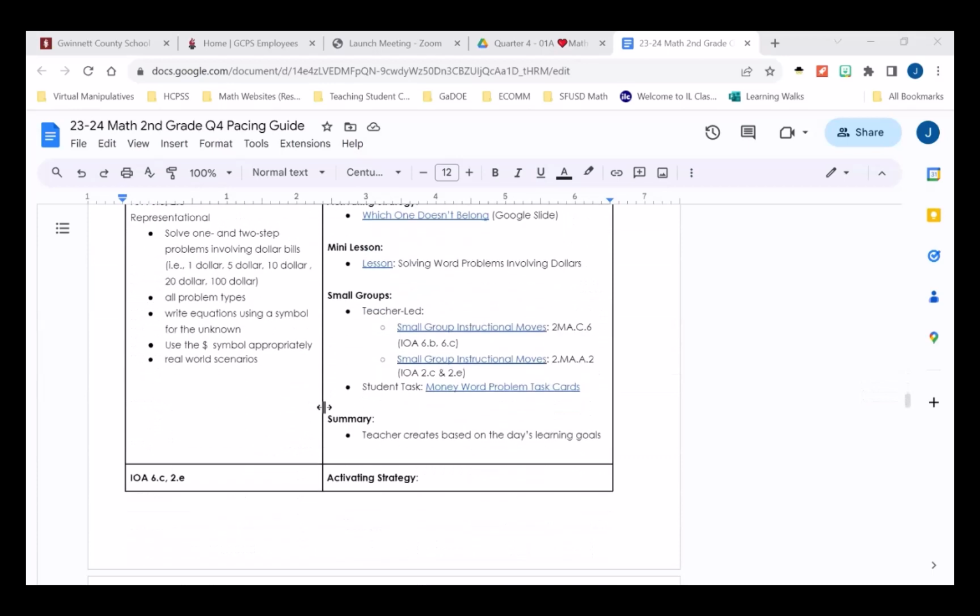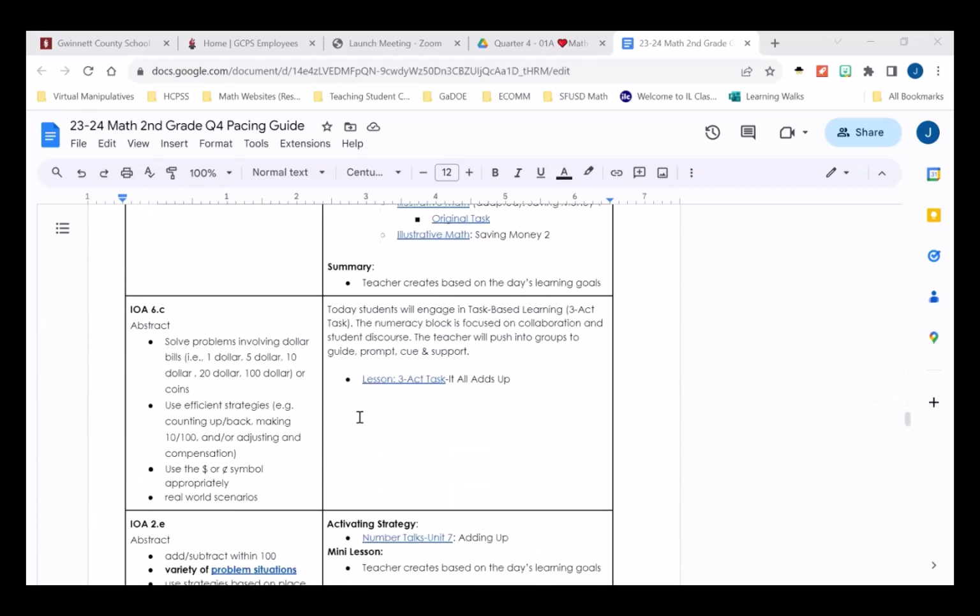And then finally, as we scroll down, the students will also participate in a 3-act task where students determine what combinations of coins were placed in a bank when given the total of $1 or 100 cents. It's called It All Adds Up.